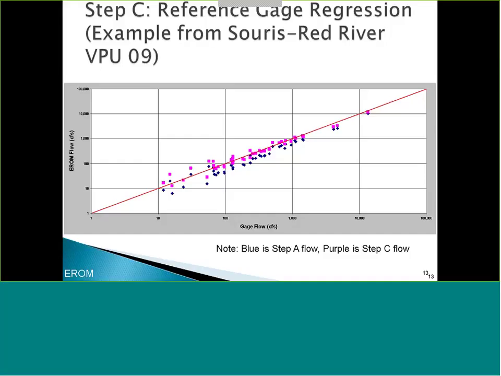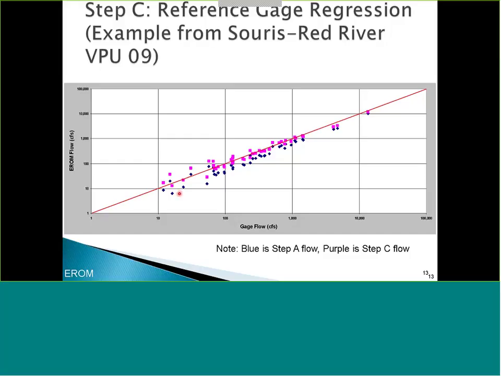But if we used reference gauges, which are stream gauges that are minimally impacted by human activities, and if we did a regression of what the EROM flows were coming out of Step B versus what the gauge flows were, doing a log-log regression, we could adjust the flows, and this shows an example.